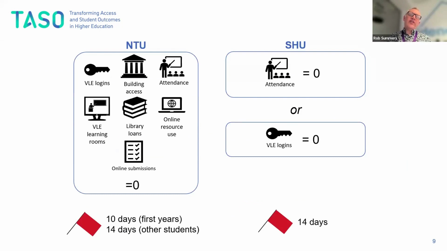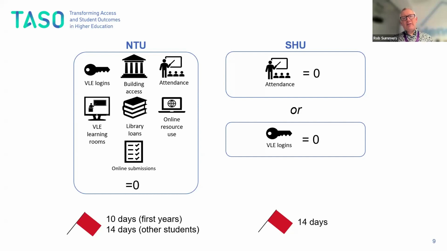And there are some differences in the kind of data that leads to a flagging of whether a student gets an intervention or not. So NTU use a combination of 7 different data streams. And if all of those are 0 for 10 days, if you're a first-year student, or 14 days for other students, then that student will be flagged as requiring some form of intervention.